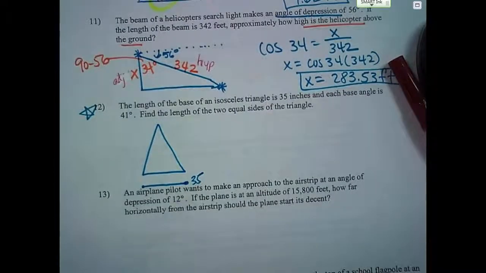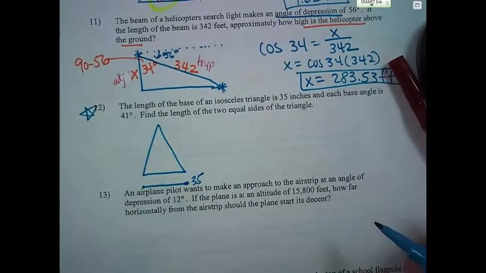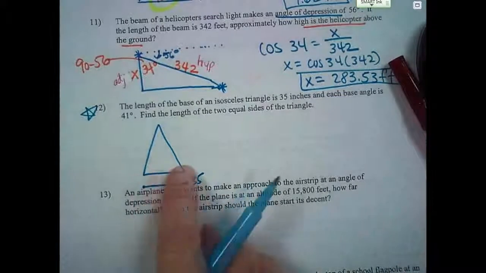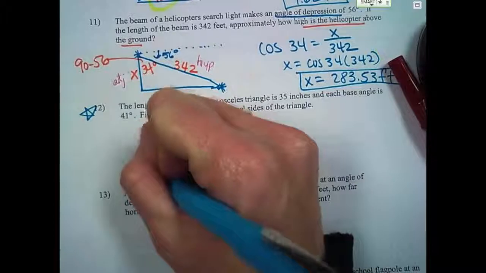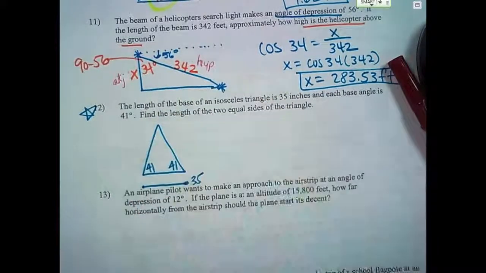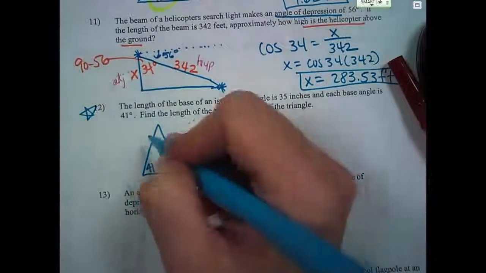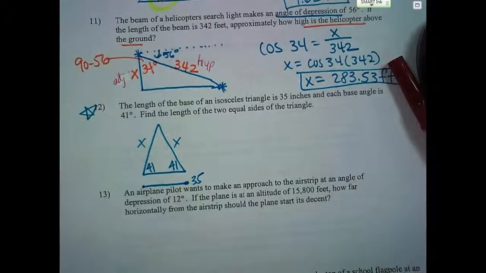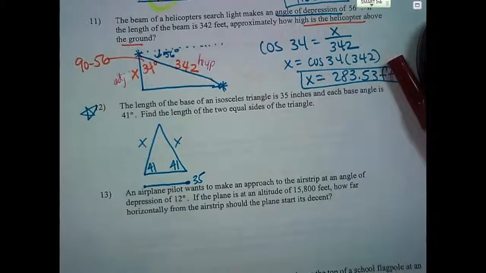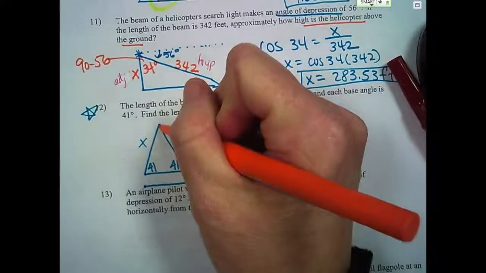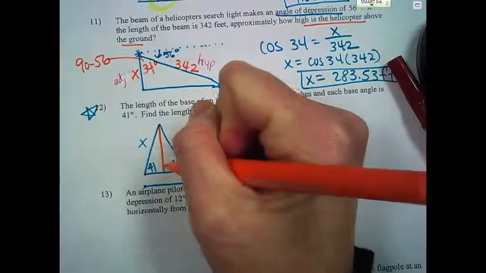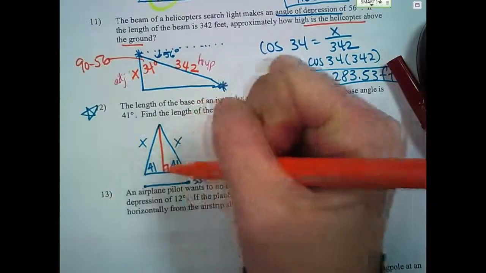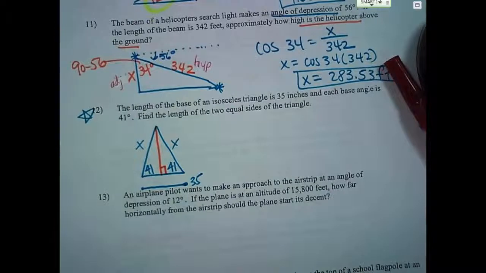It also tells us that the base angles are 41. Well, the base of the triangle is down here, so that means that this is 41 and this is 41. Do you agree? And I want to know the sides. Well, SOHCAHTOA only works on what kind of angles, guys? Right triangles. So in order to get a right triangle out of this, watch. If I draw a line right down the middle, and I put this mark here, I'm going to have a right triangle, correct?